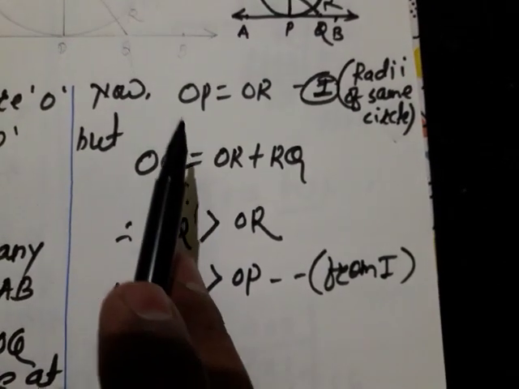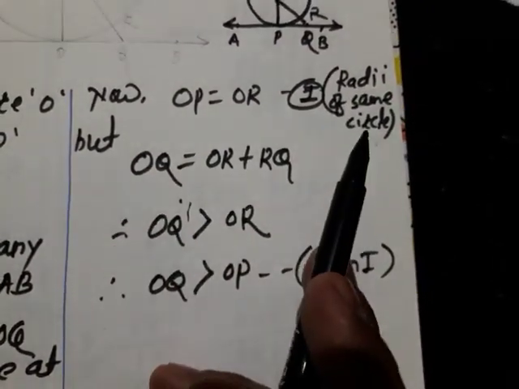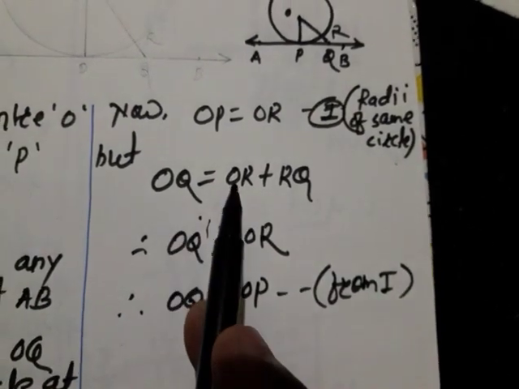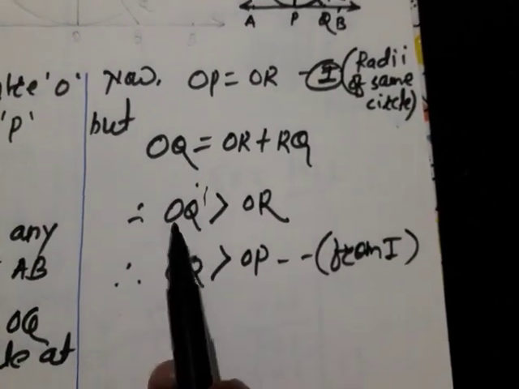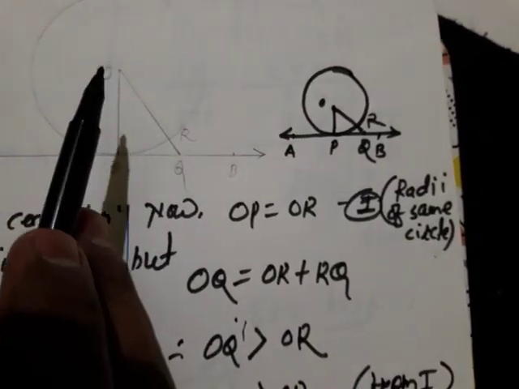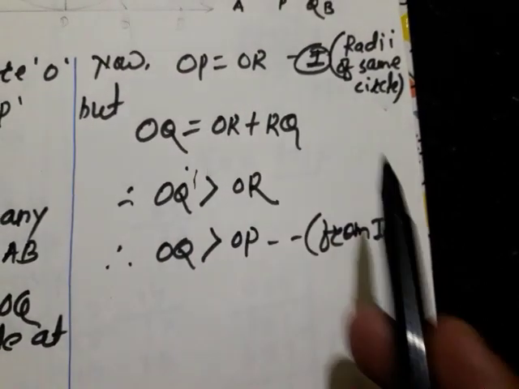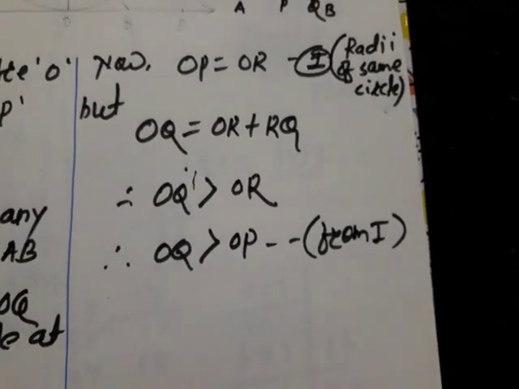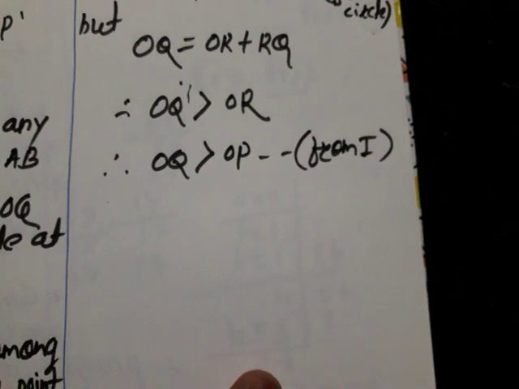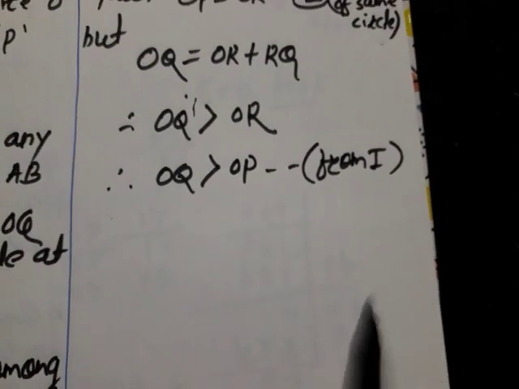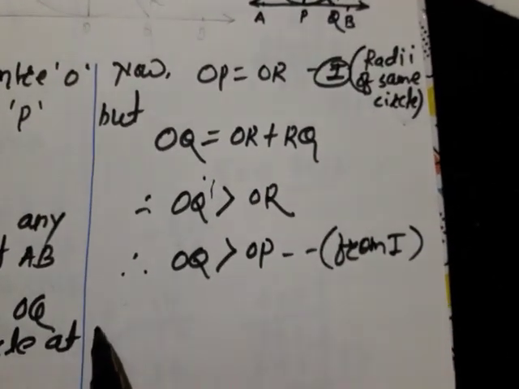Look here, what is written here? OP is equal to OR. Why? Because radii of the same circle. But OQ is equal to OR plus RQ. OQ is greater than OR because the length of OQ is more than OR. That's why OQ is greater than OR. But OP and OR both are equal to each other. We can write OQ is greater than OP. OQ is greater than what? OP. In different words we can write it like that.